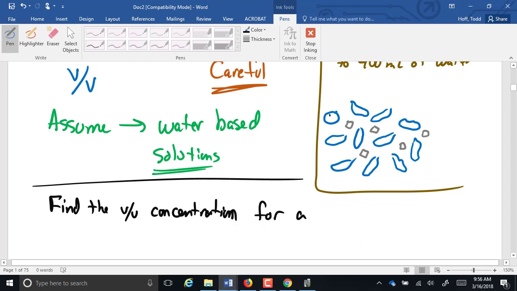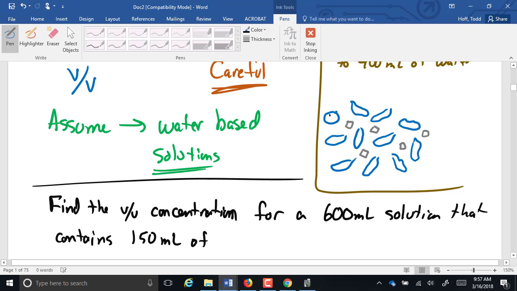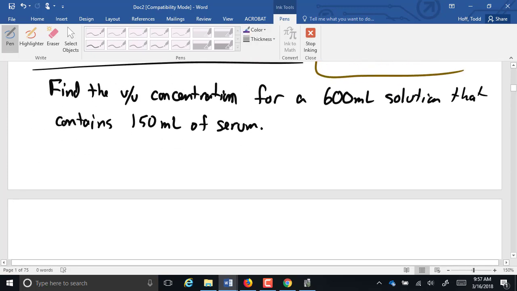For a 600 milliliter solution that contains 150 milliliters of serum. And just like I did here, for the most part, when we're working volume and volume, I'm going to give you examples where I have the amount of the serum and the total volume. So it is just like with weight and weight, it's going to be the volume of serum to the total volume of the solution.